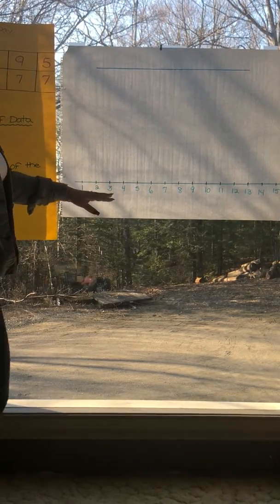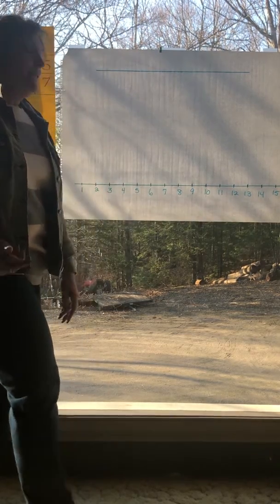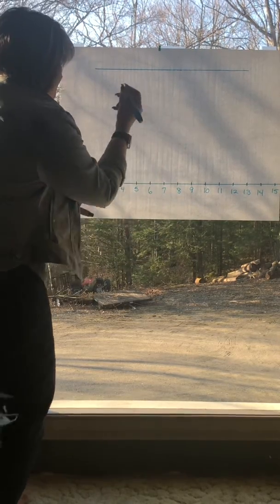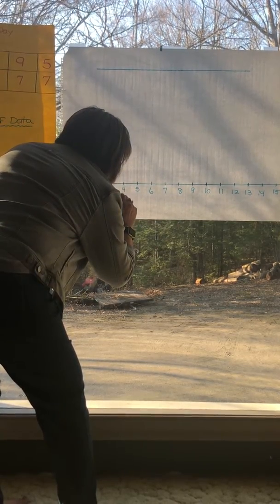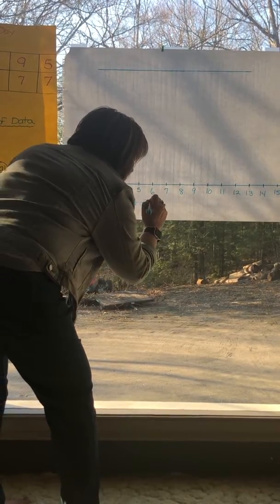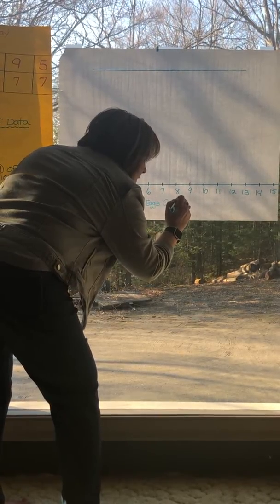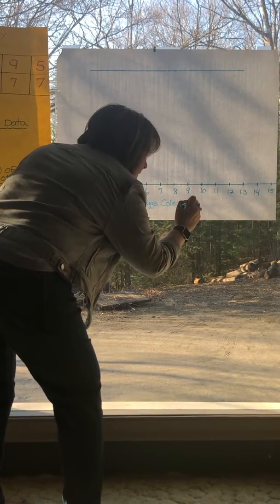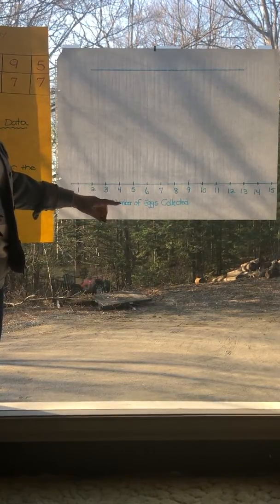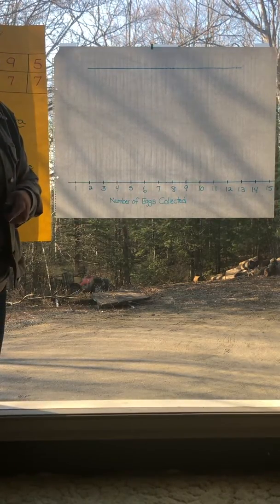Okay, once we get this written down, we have to say what this represents. And so, you know, we were talking about egg collection, so I'm going to write number of eggs collected. Okay, and that tells me what these numbers represent. You have to really be careful when you're choosing what you want for your label on your axis.